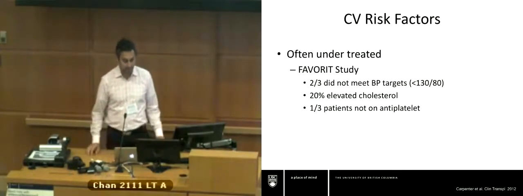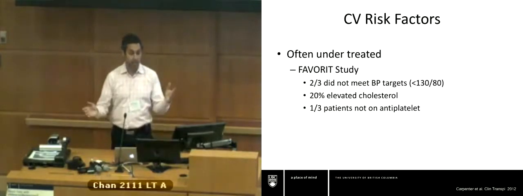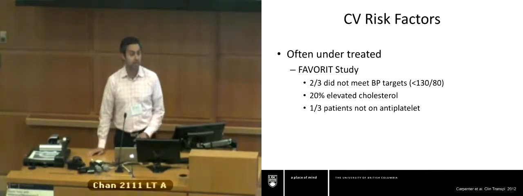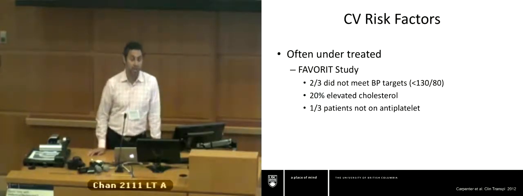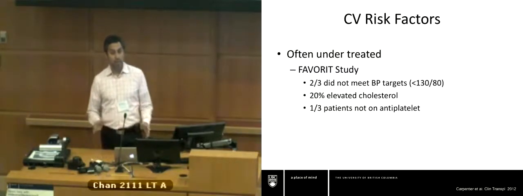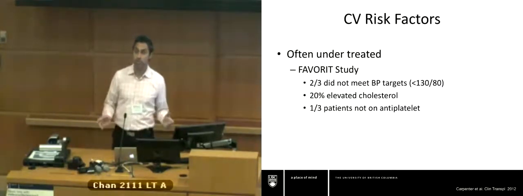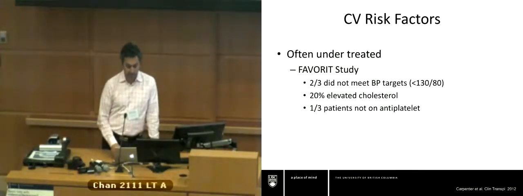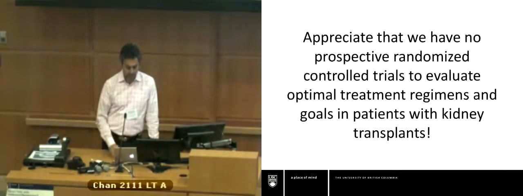And I think what's sobering is the fact that in the FAVORIT study, a study looking at folic acid for vascular protection in kidney transplant, once again, what they saw at baseline is that 2/3 of the patients starting the study were not achieving target blood pressure goals of less than 130/80. About 20% have elevated cholesterol greater than 2.6. And about 1/3 of patients who had a history of coronary disease or angina were not on an antiplatelet agent. So I think we all have some room to improve how well we're treating our patients with their cardiovascular risk in order to decrease their long-term risk of developing an event.